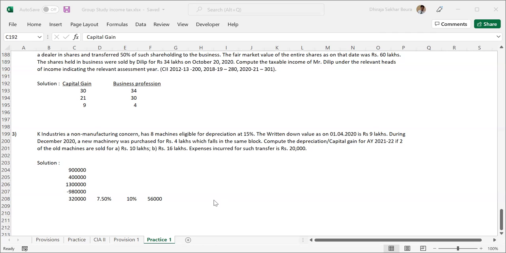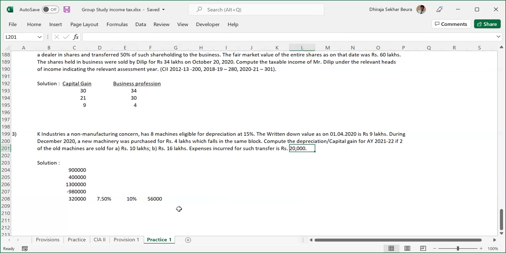So let's calculate the closing WDV first. Opening was 9 lakhs. You add the purchase of 4 lakhs, that comes to 13 lakhs. There is no other information. So 13 lakhs is the value after addition. Then we deduct the sales. Sales is how much? In our case, 10 lakhs minus 20,000, that is 9,80,000.